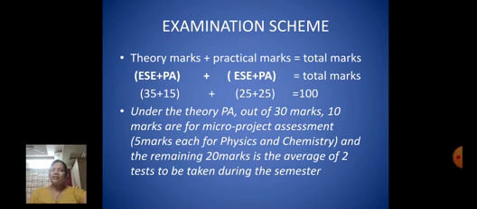Similarly for the practical marks, in the end semester examination, you have to perform the practical and everything. For that you have 25 marks, and for the progressive assessment you have 25 marks. So in all the 100 marks are there for this physics subject, and similarly 100 marks are there for chemistry. So overall your course is of 200 marks.